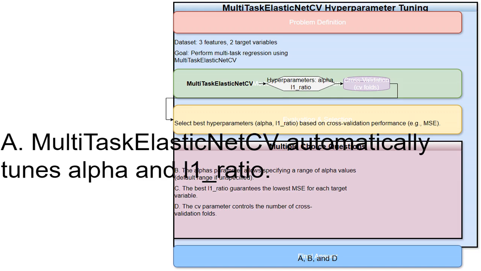The MultiTaskElasticNetCV model automatically searches for the best ALPHA and L1 ratio values using cross-validation.